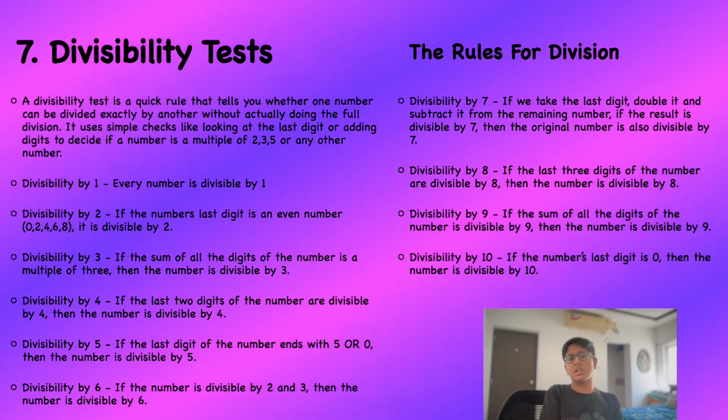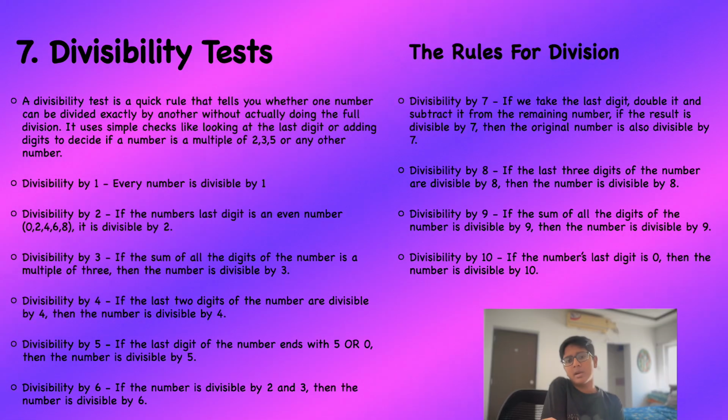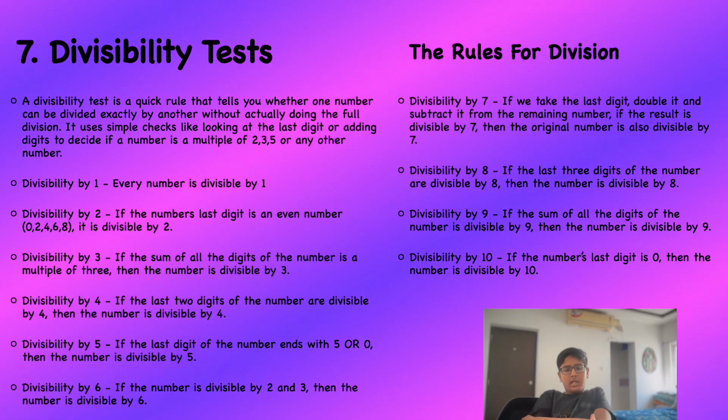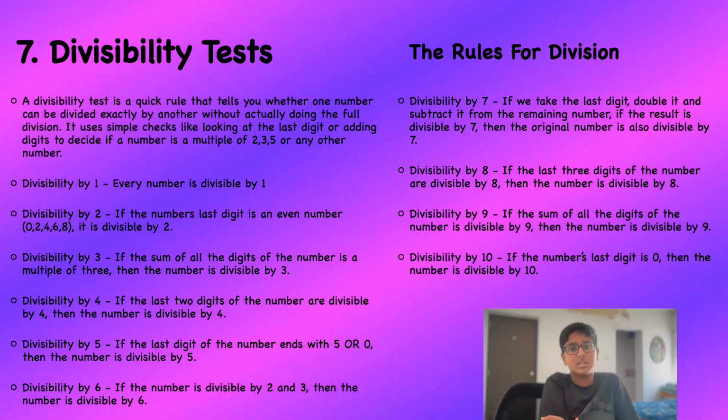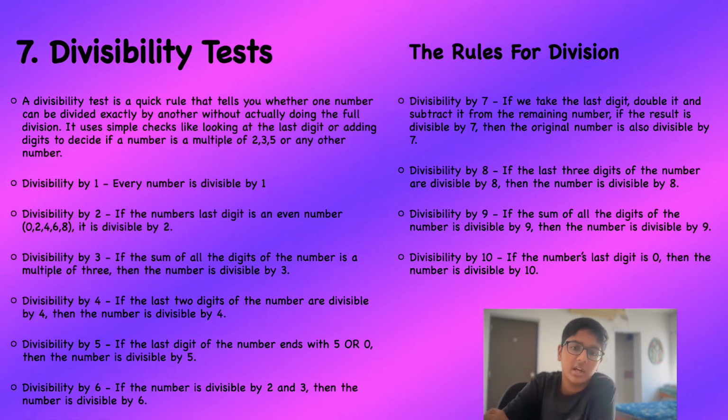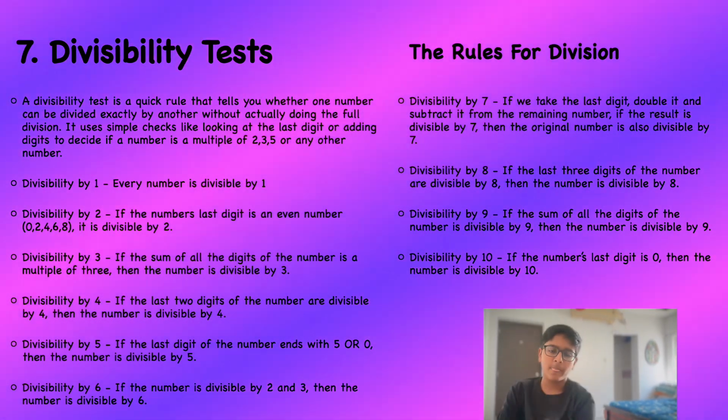If the last three digits of the number are divisible by 8, then the number is divisible by 8. Suppose we have 5800. 800, the last three digits, are divisible by 8. So the whole number, 5800, is divisible by 8.